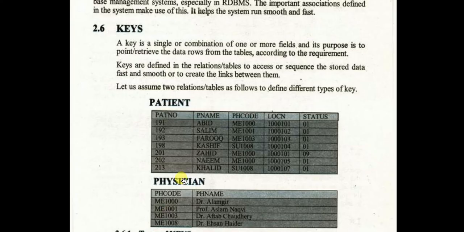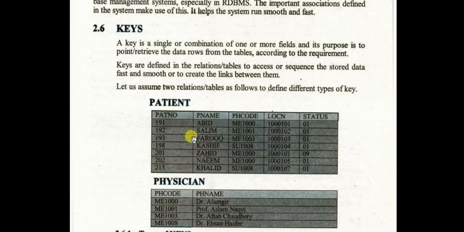So let us move towards the definition of keys according to your book. A key is basically a single or combination of one or more fields, and its purpose is to point to or retrieve the data row from the table. If we are referring to this table patient, what is the key in this patient table? This patient number, because it is the field which is used to uniquely identify the whole table.